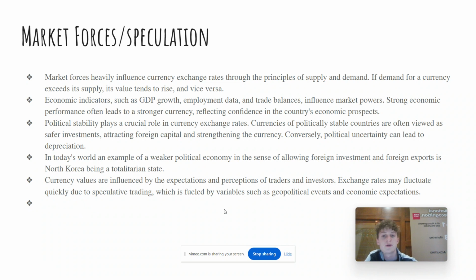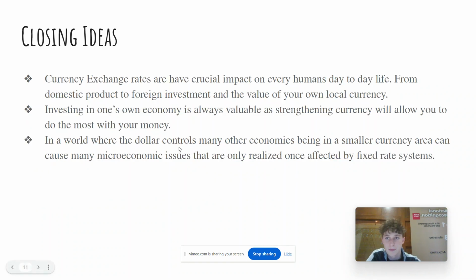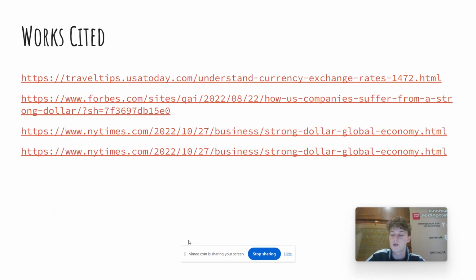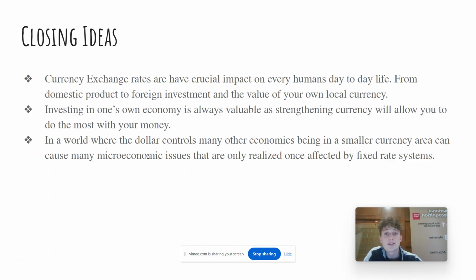Finally, currency values are influenced by the expectations and perceptions of traders and investors. Exchange rates may fluctuate quickly due to speculative trading, which is fueled by variables such as geopolitical events and economic expectations. So, in closing, currency exchange rates are and have been a crucial impact on humans' everyday life, from domestic product to foreign investment and the value of your own local currency.